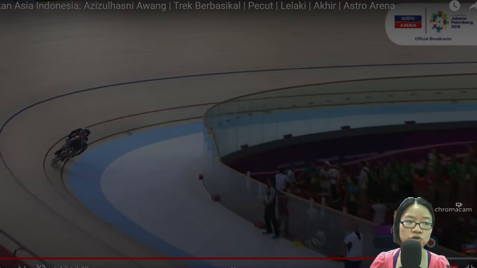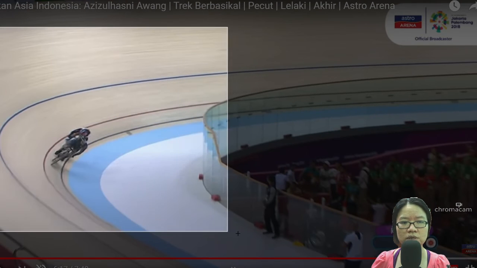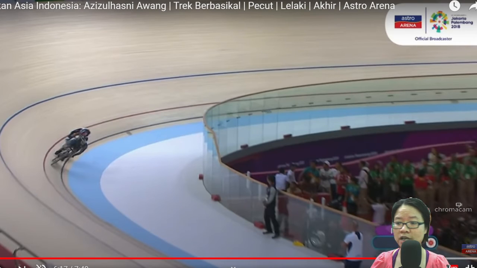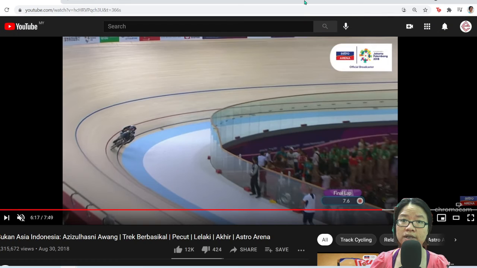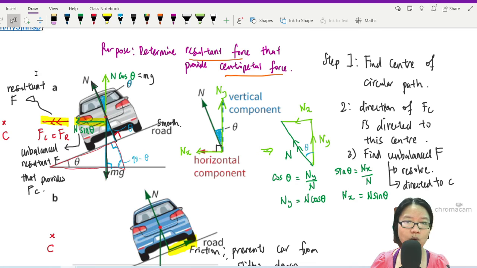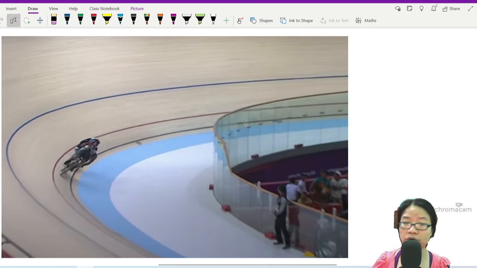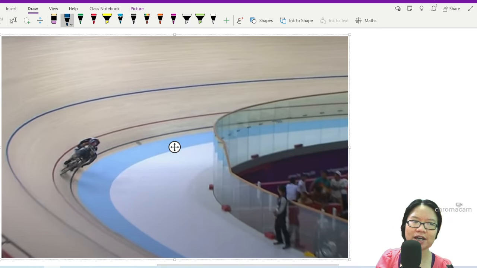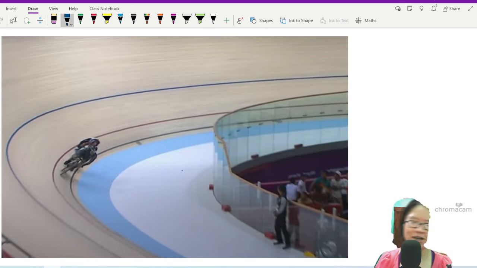Let's do the 3-step exercise again. How do we decide the center, the direction of the centripetal force, and what do we do? Okay, let's see. Now. Okay, I got the picture on OneNote again. So again, what skills are we trying to practice today? We're trying to look at situations of circular motion where things like a bank track will cause what provides the centripetal force. So what was our step again?